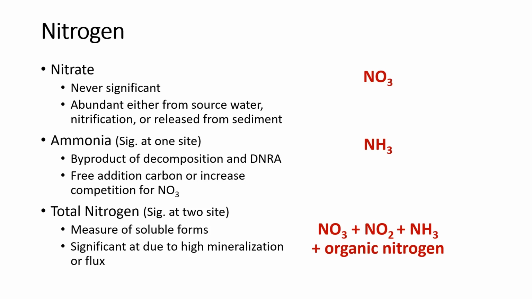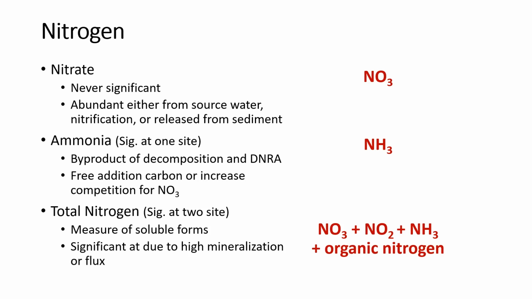Or if it was DNRA, it could have increased this competition for nitrate and ultimately caused ammonia to significantly co-vary with denitrification. Finally, we have total nitrogen, which was significant at 2 of our field sites. This is a measure of the soluble forms of nitrogen, be it nitrate, nitrite, ammonia, or other organic forms that are found in an aqueous solution.